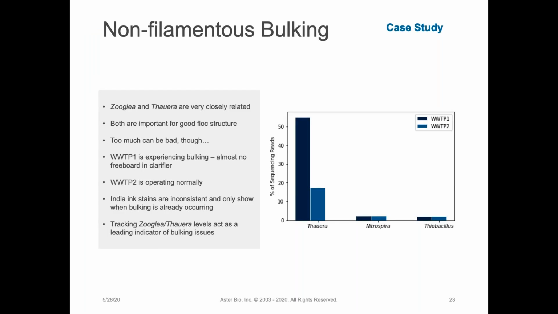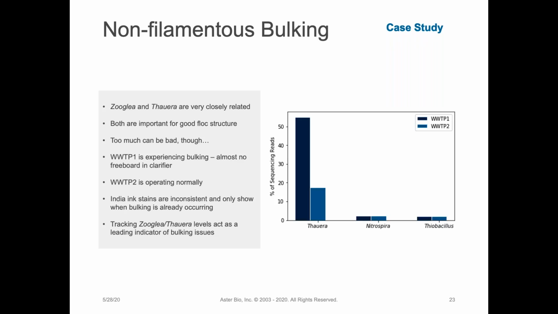Here's an example of two facilities where one was experiencing bulking and the other was not. Zoogloea and Thauera are the major causes of non-filamentous bulking in most plants. They're both really key because the extracellular polysaccharides do help the floc stick together, but if it's present in too large a quantity, it causes the bulking issues. Wastewater treatment plant 1 here was experiencing bulking with very, very little space in the clarifier. The wastewater treatment plant number 2 was operating normally.